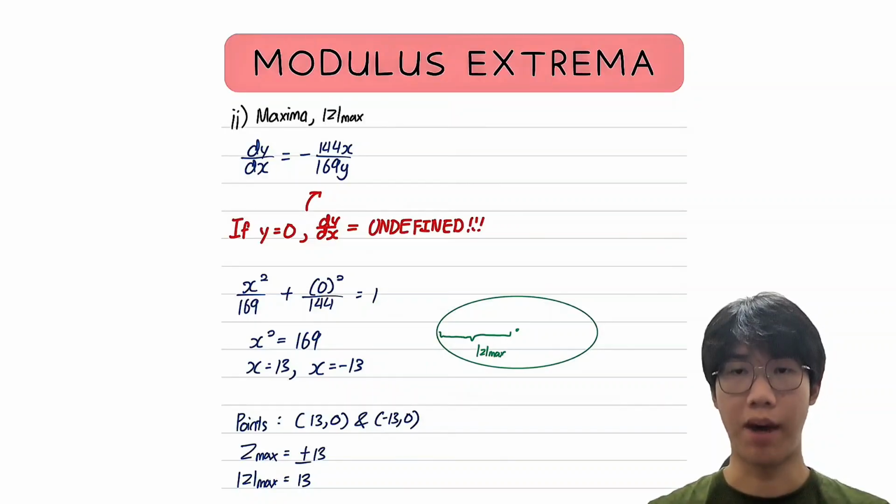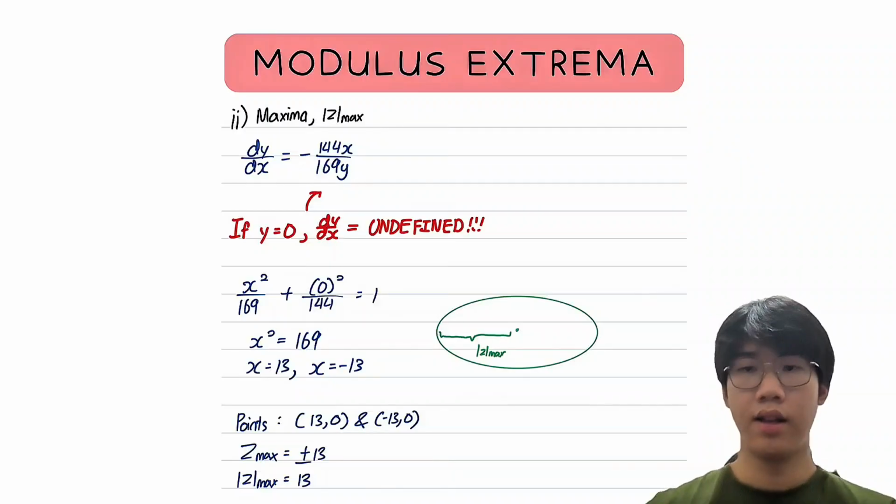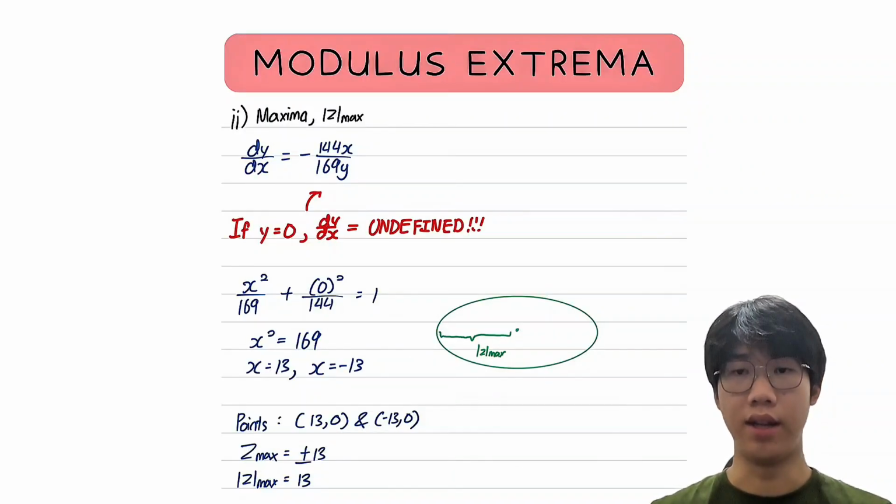So next up, we need to find maxima. But in this equation, we need to have a different approach. Why? Because as you can see here in dy dx, we can't substitute y equals to 0, otherwise the dy dx will be undefined. So instead of doing what we did earlier, we need to substitute y equals to 0 into the ellipse function, and then we can find the value of x. And by using both points, we can find the maxima of the ellipse, which is the maximum distance between a point in the ellipse and its center.